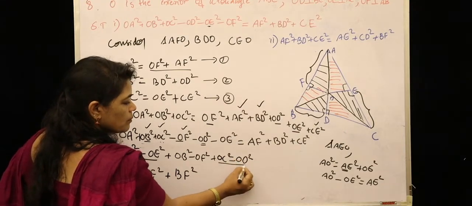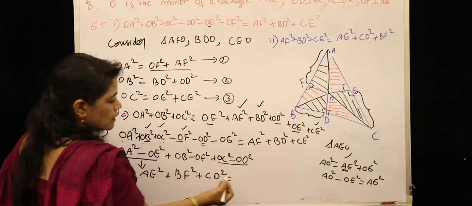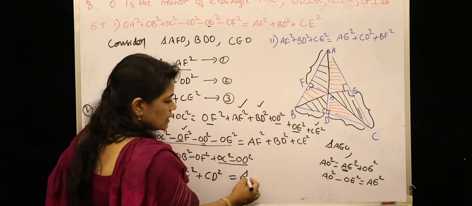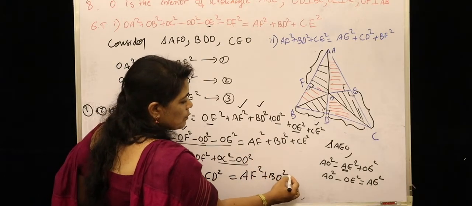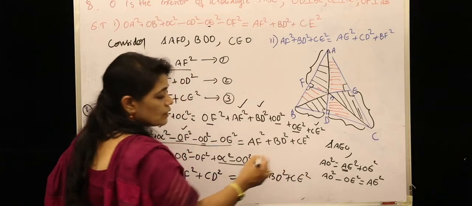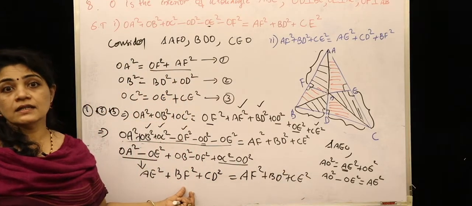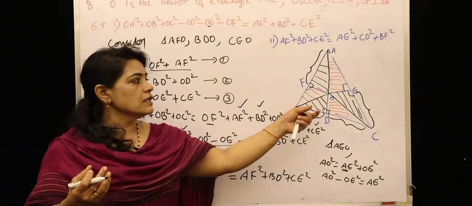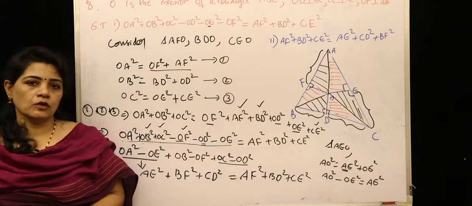Okay, so this will make CD square. And what is in the RHS? RHS is the same as here: AF square plus BD square plus CE square. From the first result you can easily reach the second result, just with a rearrangement. That means for that we considered the three right triangles and we applied the Pythagoras theorem.